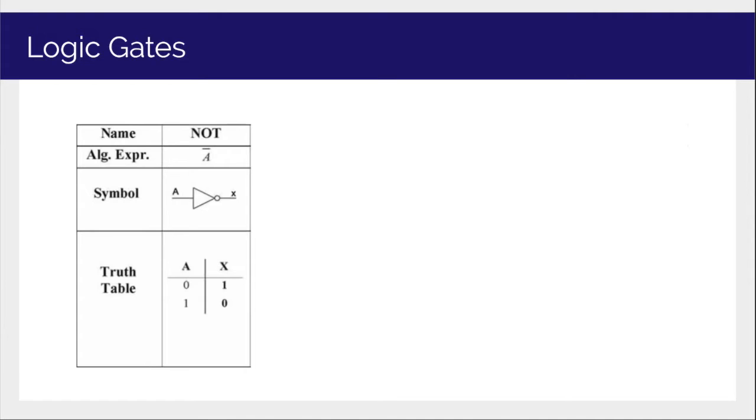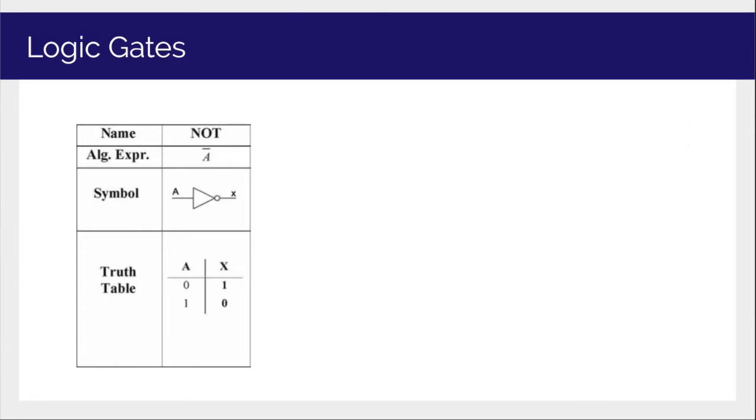And then next we have the truth table. The truth table, like we saw earlier, shows all the possible inputs that can go into that gate, and then the corresponding outputs. In a NOT gate, it inverts or reverses the input. So when A is 0, x is 1, and when A is 1, x is 0.